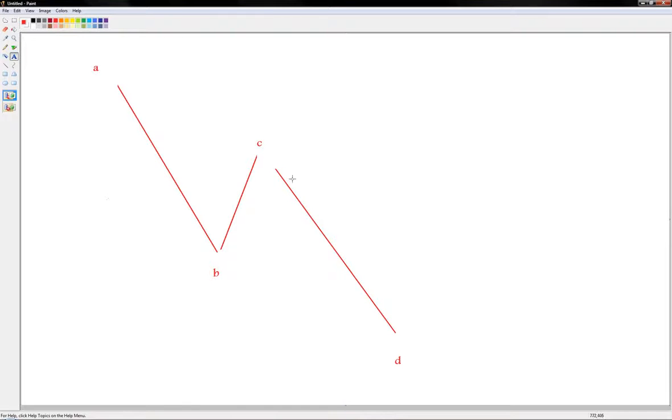If at any point price moves from C and goes here, and then it goes back up like this, then it's no longer a valid setup, and we're waiting for a new one to form. Hopefully that's pretty clear. So now we know what a valid setup can look like.